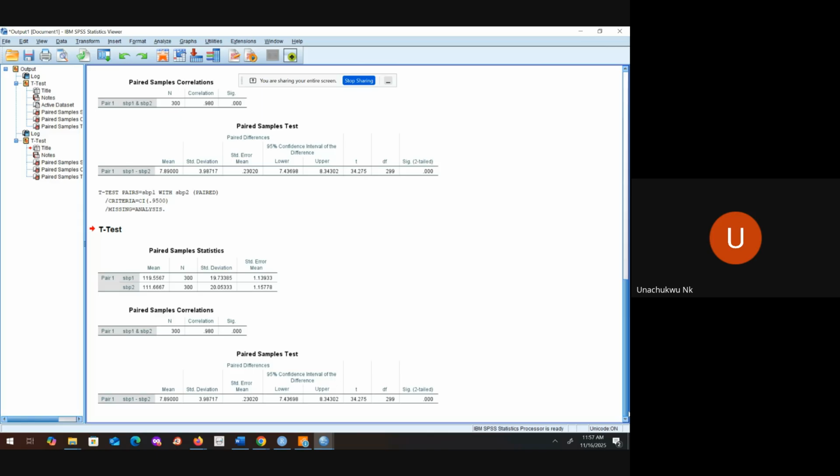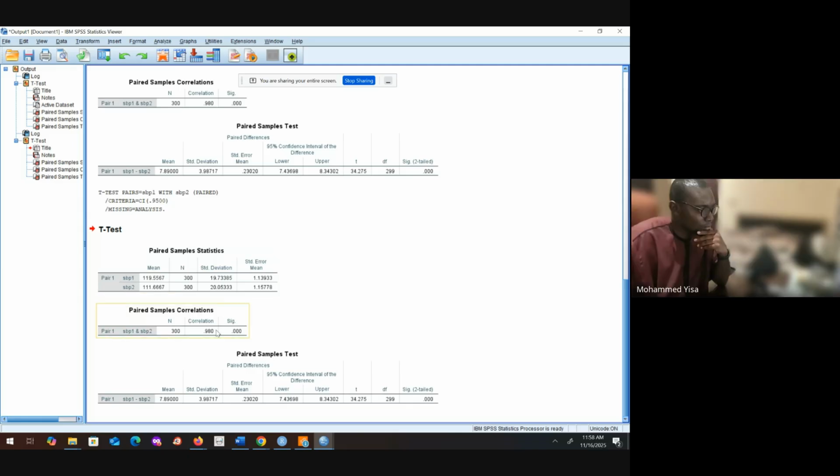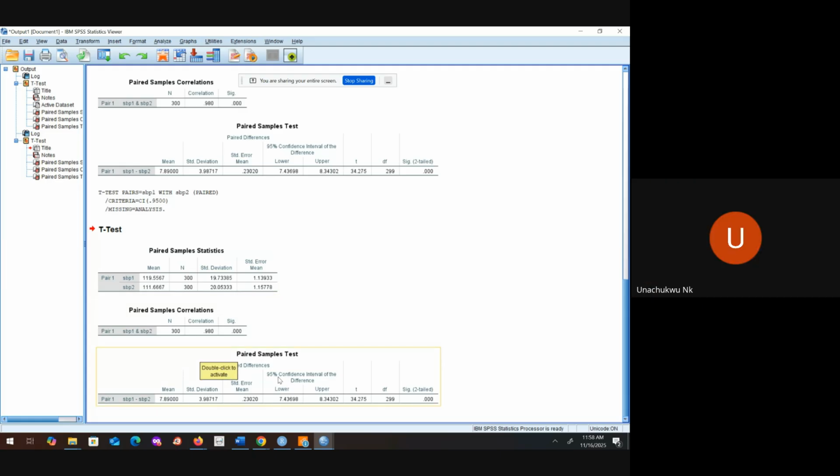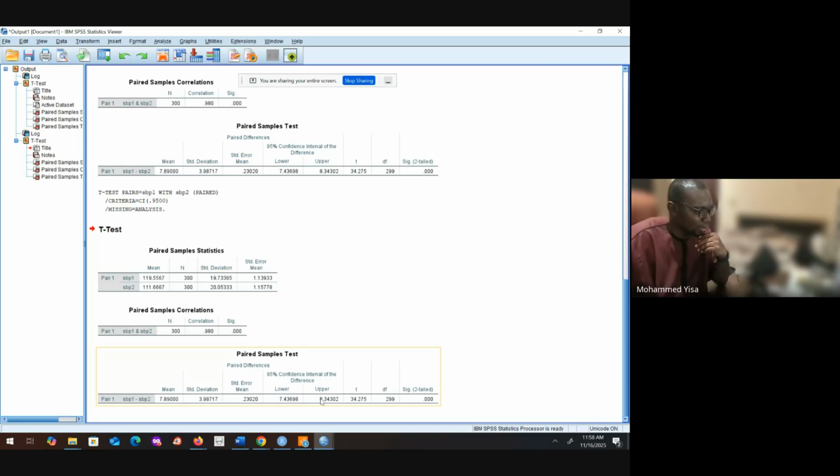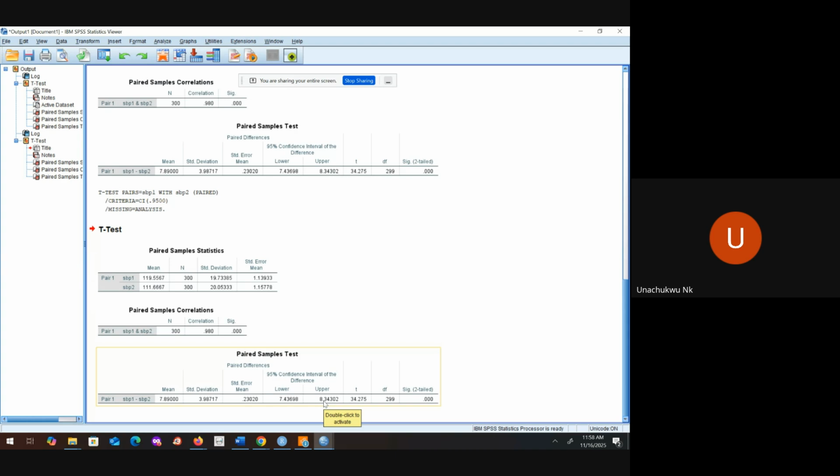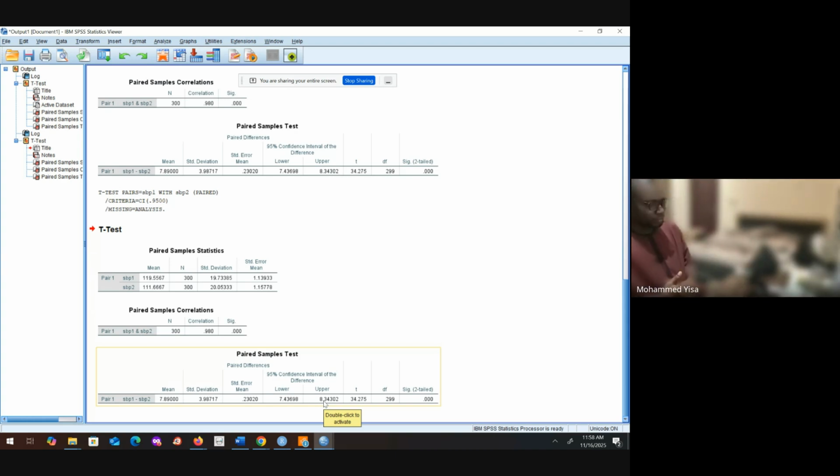Between the upper confidence interval, so which one is the upper one? On your screen, if you come to the part that says 95% confidence interval of the difference, no, not paired sample statistics, paired t-test, yeah. You can see that the lower is 7.4, the upper is 8.3. So it means your confidence interval is between 7.4 and 8.3.